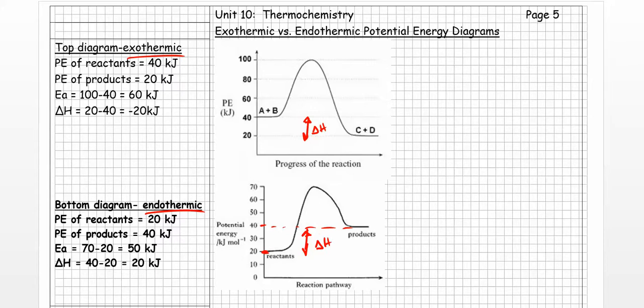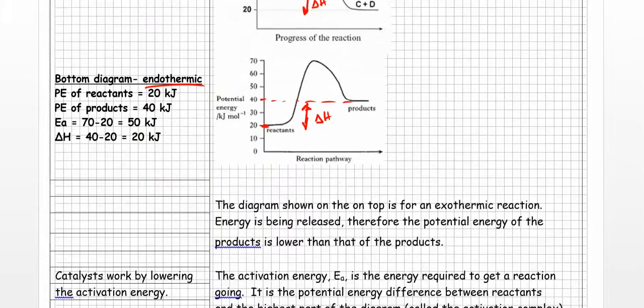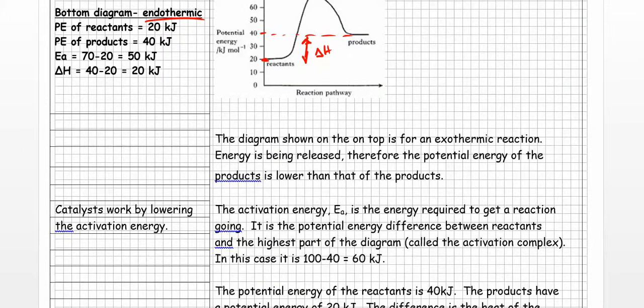All right, so now we know the difference between endothermic and exothermic reactions. The diagram shown on the top is the exothermic reaction, and energy is being released. Therefore, the potential energy of the products is lower than that of the reactants.